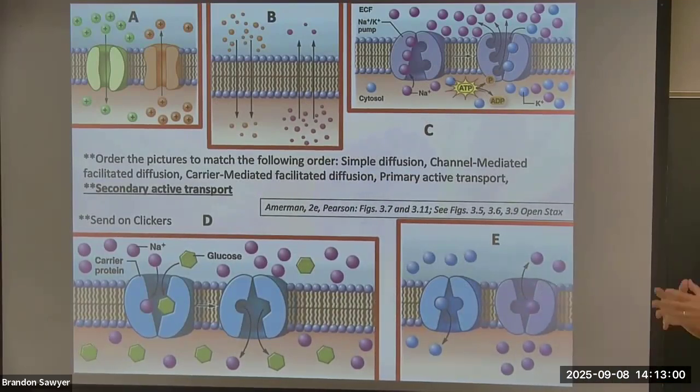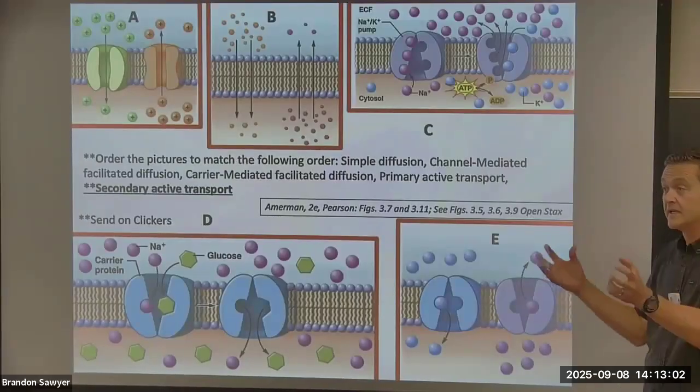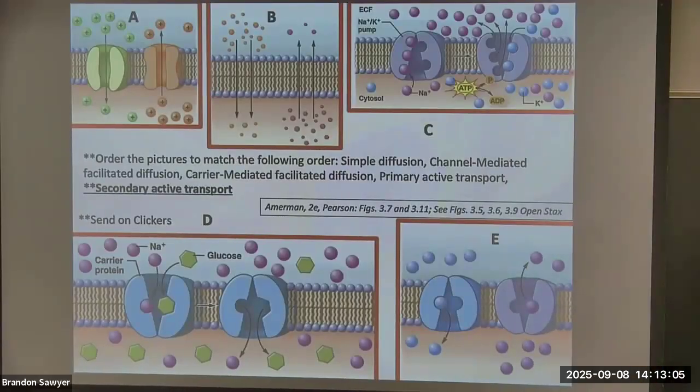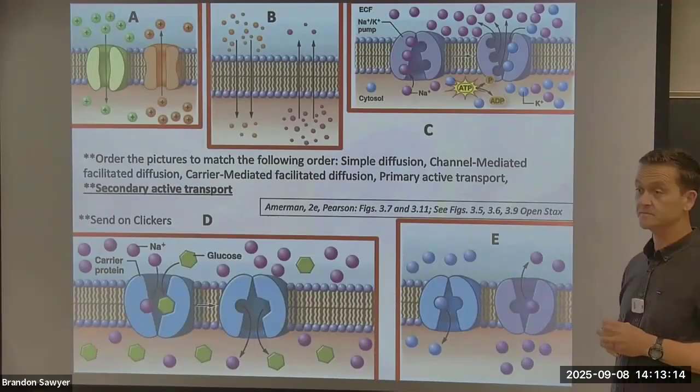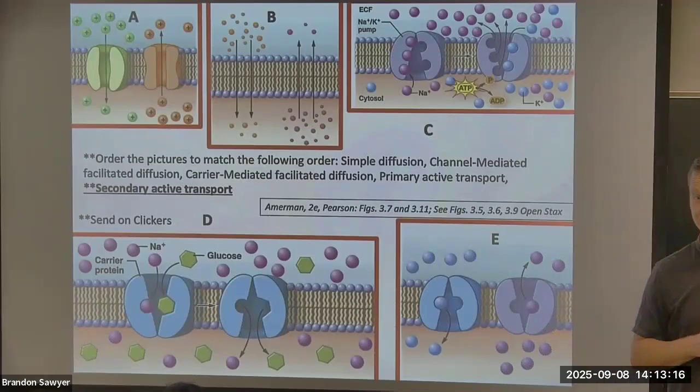It's not just an open channel. It's more of a mechanism where you grab onto it and push it through, instead of just having an open channel to let it through. So A is the channel mediated, B is the simple diffusion. Okay, questions on those? We're good? All right, then we're going to continue on with the next part, if I can get this to move.